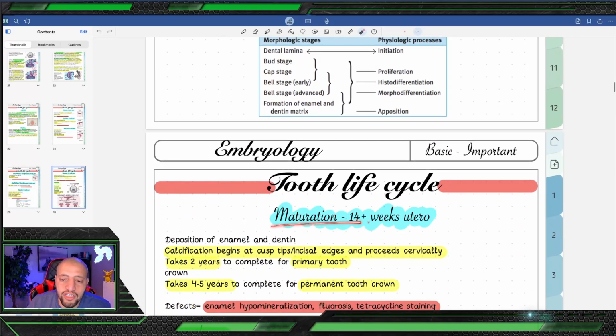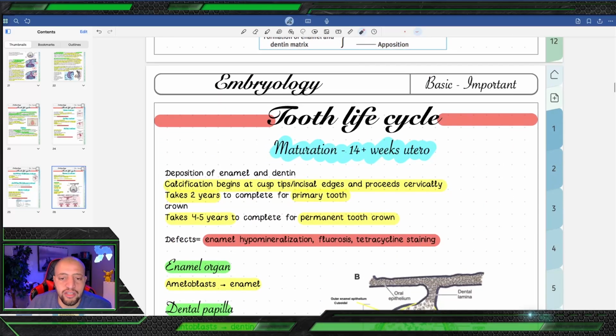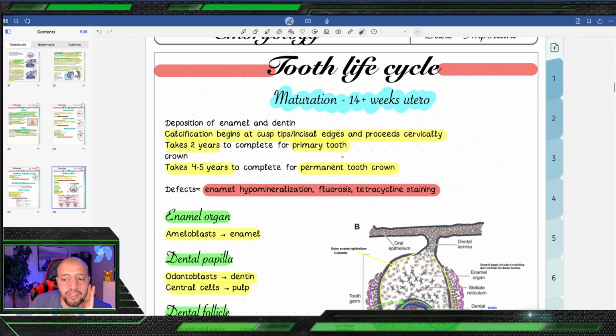Finally, we have maturation, which happens at 14 weeks and above. This is the calcification. It begins at the cusp tip and saddle edge and then goes forward. It takes 2 years for primary teeth and 4 to 5 years in permanent teeth. Problems in this stage will lead to enamel hypermineralization, fluorosis, and tetracycline staining. If you remember this one, we discussed maturation.